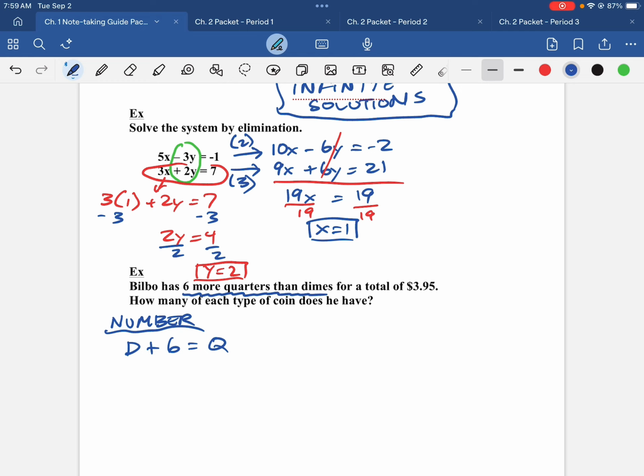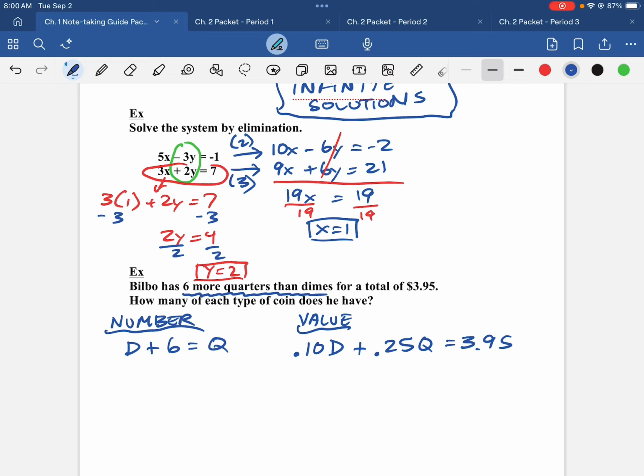Okay, and now let's write an equation that has to do with the value of the coins. So you have to know what a dime and a quarter are worth. Our dimes are worth 10 cents. So we get 10 cents for every dime, and we've got 25 cents for every quarter. And then if we add up the money from our dimes and quarters, we've got a total of $3.95.